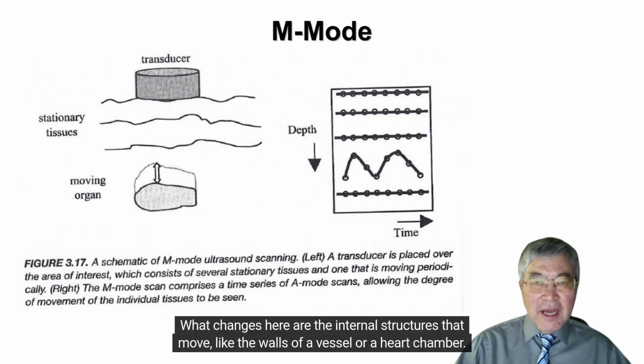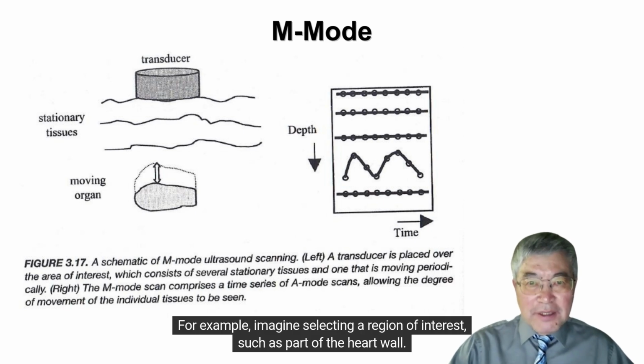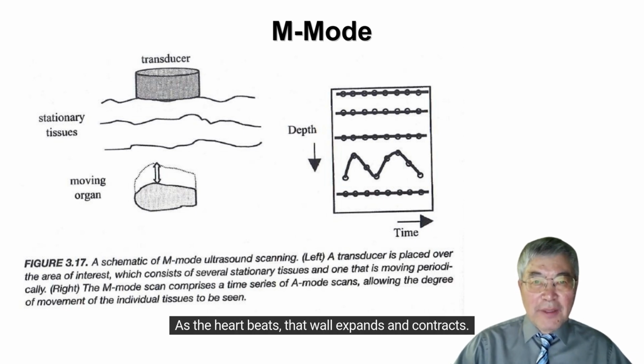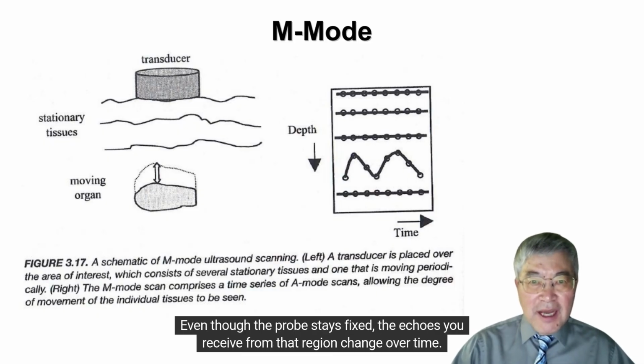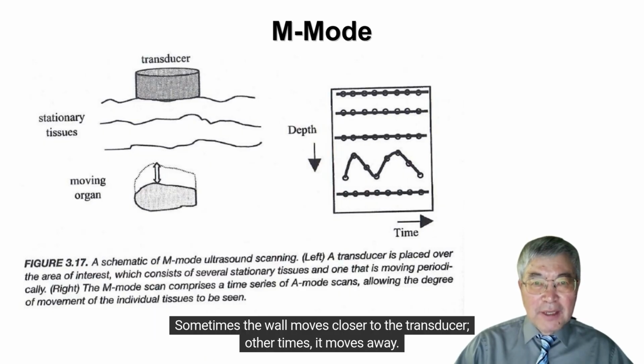What changes here are the internal structures that move, like the walls of a vessel or a heart chamber. For example, imagine selecting a region of interest such as part of the heart wall. As the heart beats, that wall expands and contracts. Even though the probe stays fixed, the echoes you receive from that region change over time. Each A mode measurement gives you a one-dimensional profile, but now because of motion, those profiles vary with every pulse. Sometimes the wall moves closer to the transducer, other times it moves away.